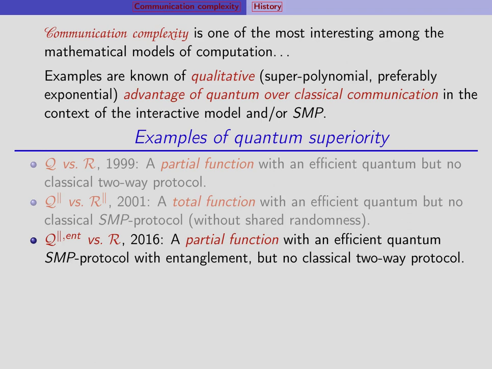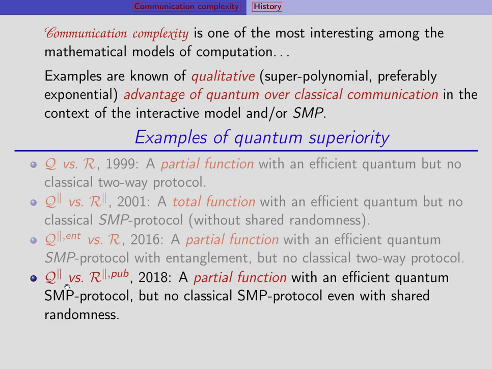In the year 2016, an example was shown of a partial function that had an efficient solution in the model of quantum simultaneous message passing with shared entanglement. This is a model very similar to the standard quantum SMP, but here the players are allowed to share some fixed quantum state before they receive the input, before the protocol starts, and then they can use this shared state in order to help themselves to solve the problem. A partial function had an efficient protocol in this model, quantum SMP with entanglement, but it had no efficient solution in the model of classical two-way communication.